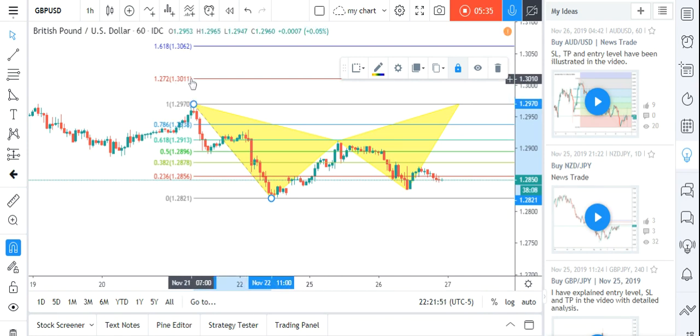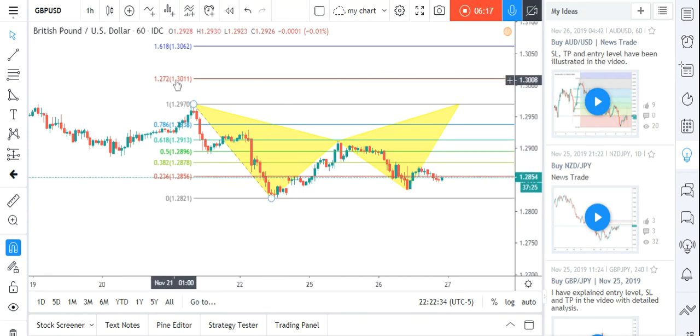1.3011. This is 1.30. So look, there is no fixed formula where a butterfly will complete its formation, because the butterfly is a reversal pattern, so it can either become a 127.2% butterfly, or it can even go up to this 1.618, which is the 1.3062 level. But this level, 1.3011, is more probable not just because it is 1.272 of the butterfly. It is also more probable because it coincides with the previous high of GBPUSD made on the daily time frame already. So we will keep this chart just like this, and we will switch to the daily time frame.